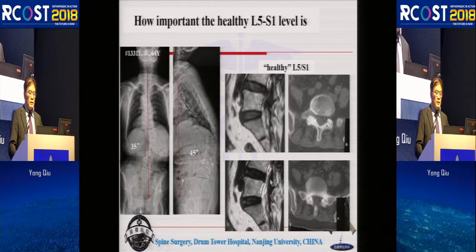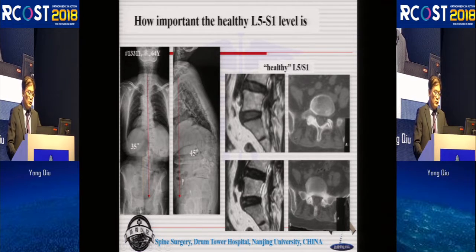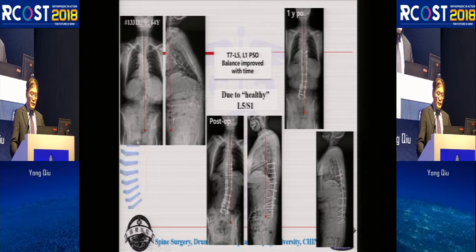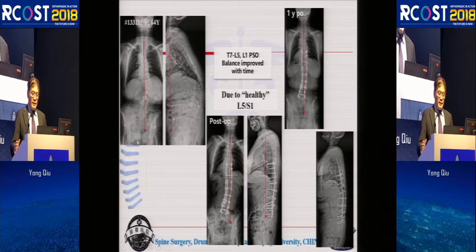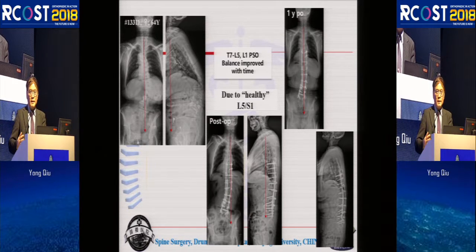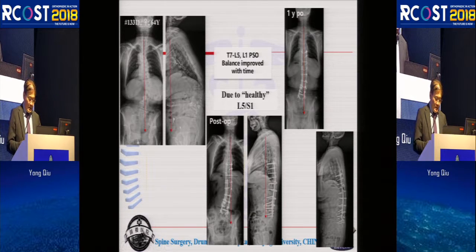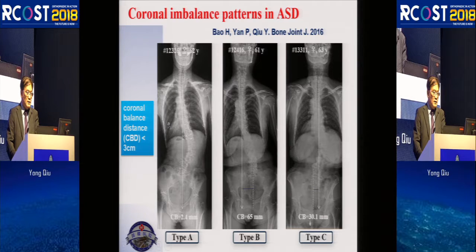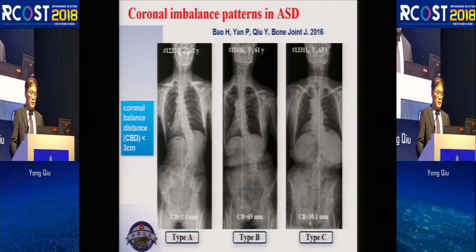So how important is a healthy L5 disc level? Look at this patient, L5. This is a 64-year-old. It's type C, and the L5-S1 disc looks good. Immediately after surgery, the patient presented with imbalance in the coronal plane. But with time, at 1 year follow-up, you can see this imbalance improved spontaneously. I think this is because of the L5-S1 disc. So again, I'd like to introduce the coronal imbalance pattern in adult scoliosis.